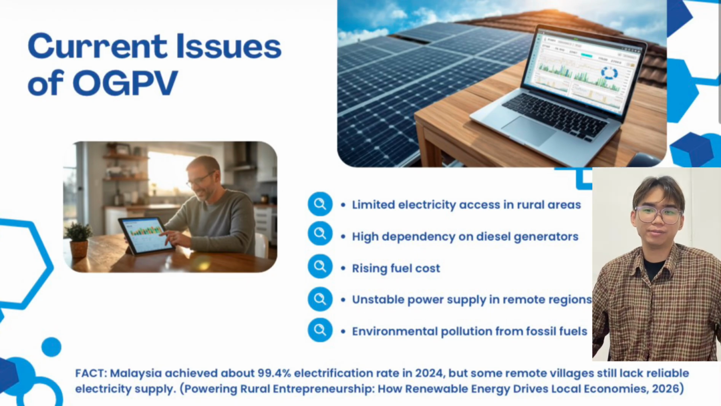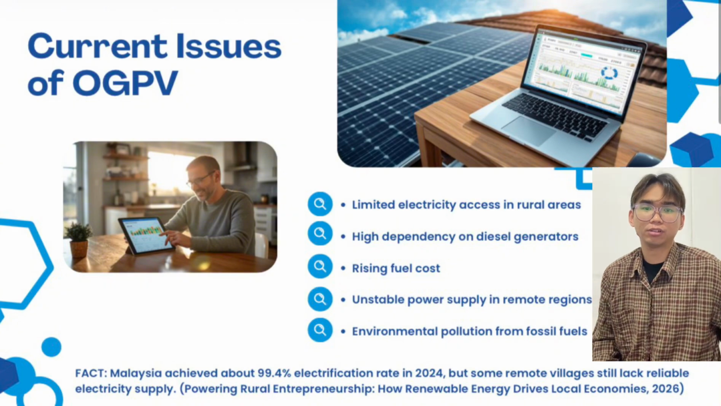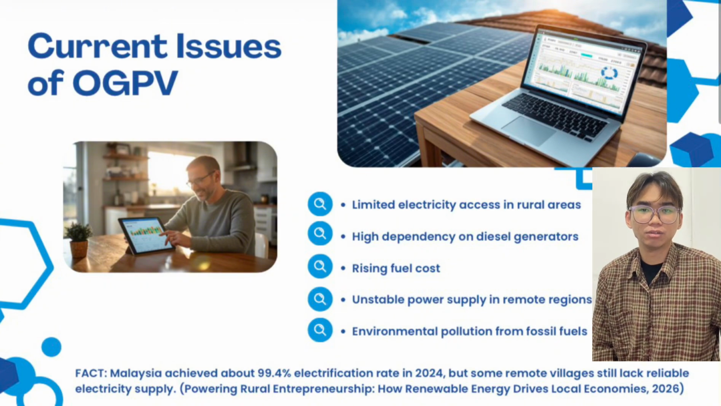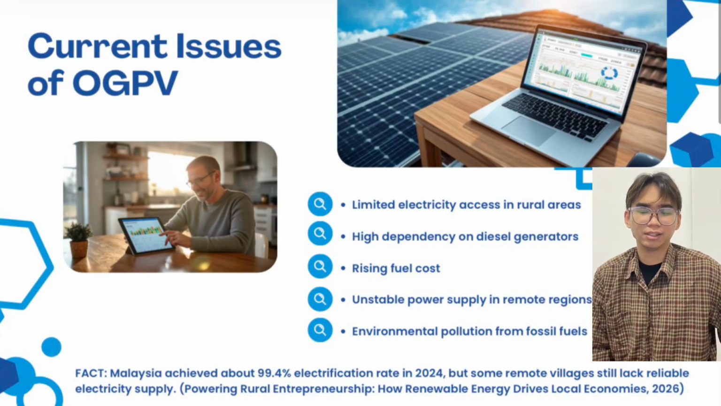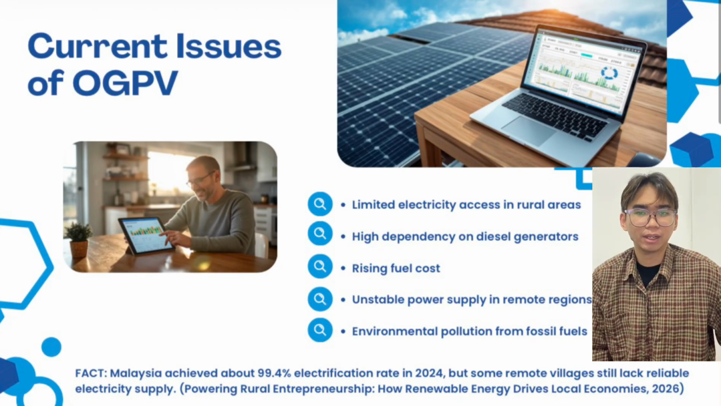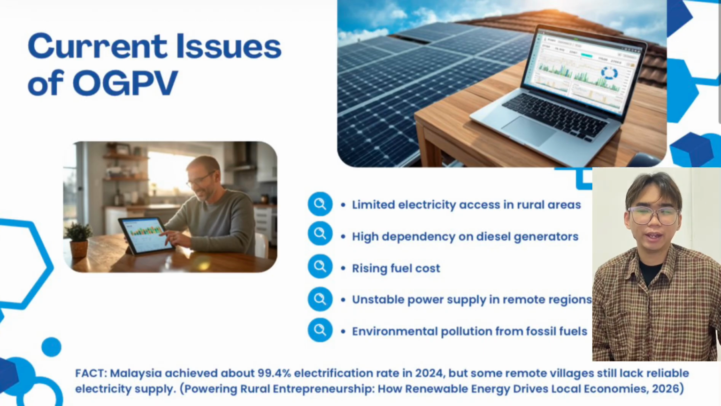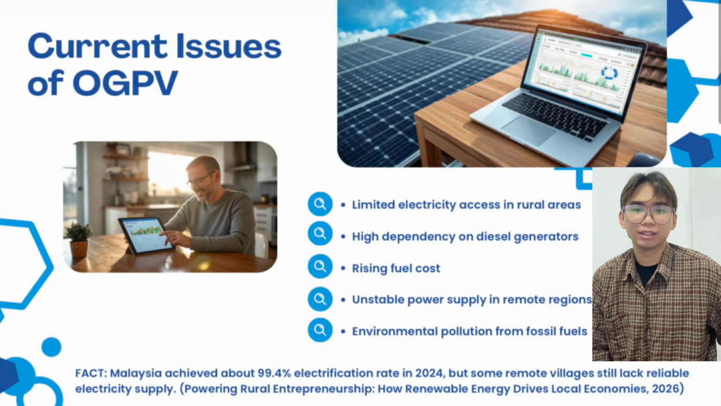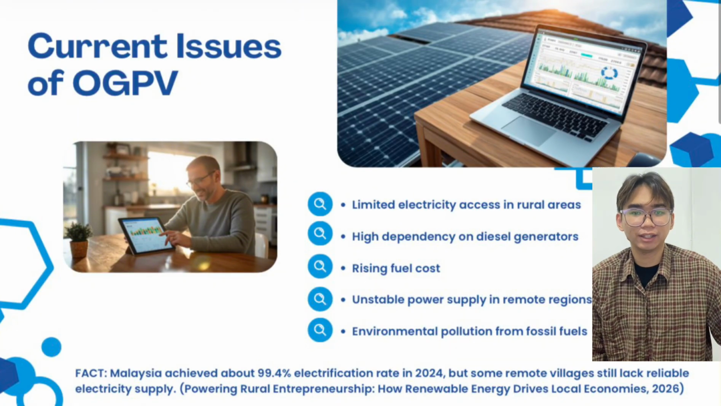In this slide, I will explain the current issue of off-grid photovoltaic system or OGPV. One of the main issues is limited electricity access in rural and remote areas. Some villages still do not have stable electricity supply because it is difficult and expensive to connect them to the national grid. Another issue is the high dependency on diesel generators.